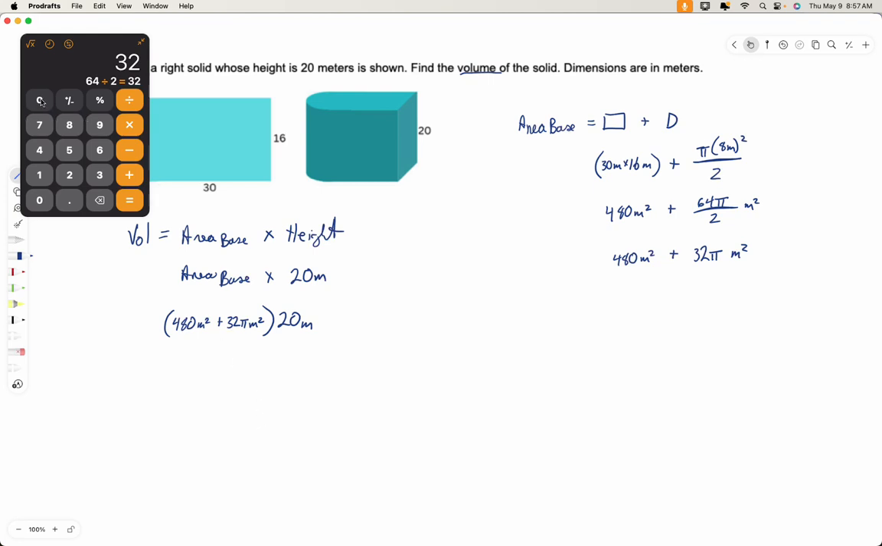So 480 times 20, I get 9,600, and meters squared times meters to the 1 power, we add the exponents together, that's meters cubed, which is volume, because that's what we're looking for. And now 32 times 20 is 640. So 640, I've still got that pi symbol, and meters squared times meters to the 1, it's meters cubed, right?